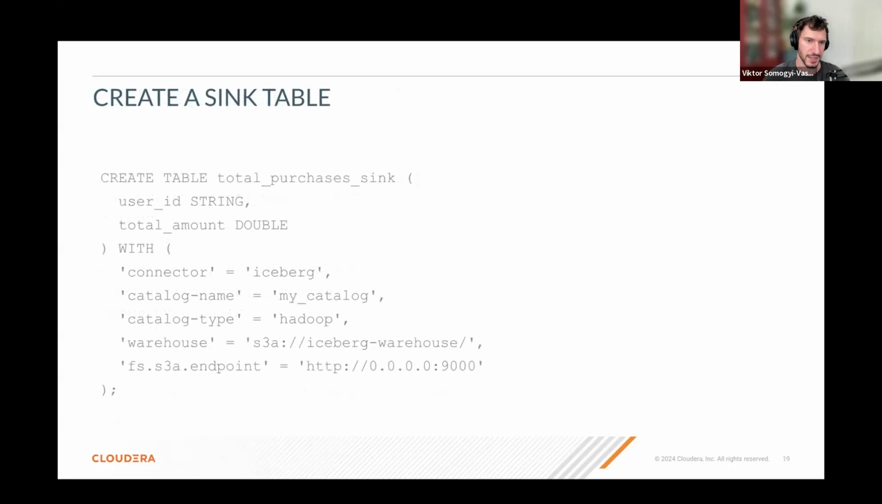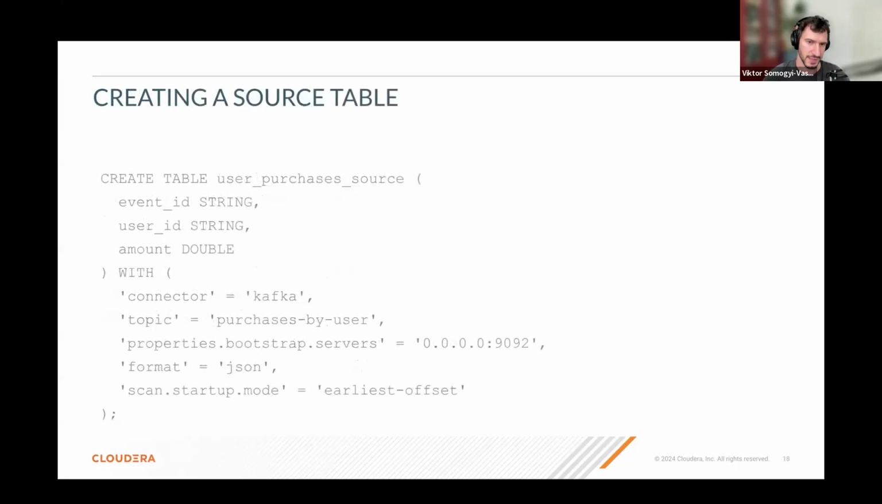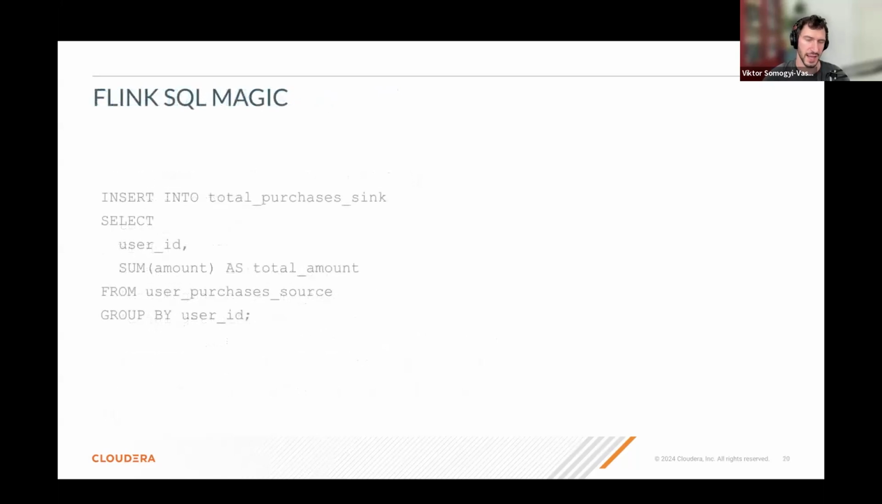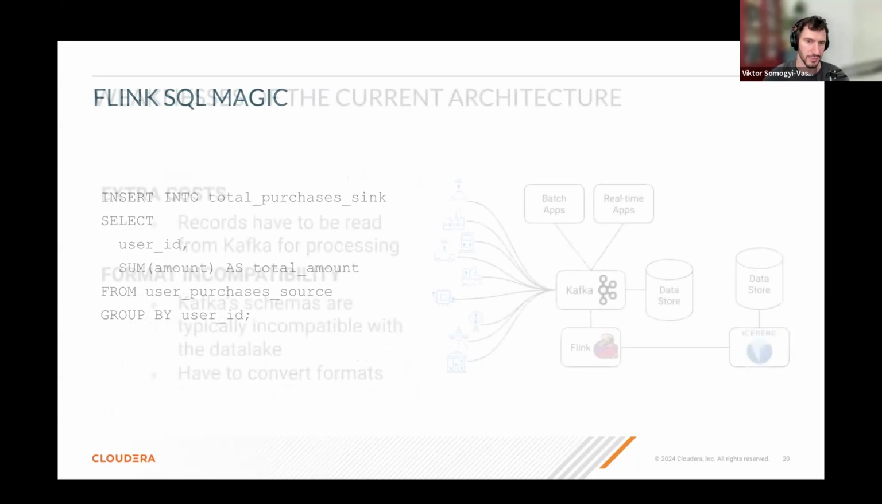Just staying with this a bit, you can see that in the case of Kafka, with the WITH statement, you can specify the data source or sink and really just latch onto a topic or latch onto Iceberg and make a bridge between these two systems. And with a single query, you can insert into this total purchases sink Iceberg table by selecting the user ID and summing the amount in the Kafka topic and saving it in the total amount, which is the Iceberg part of it. And you just group by user ID, and that should give you the results that we want.